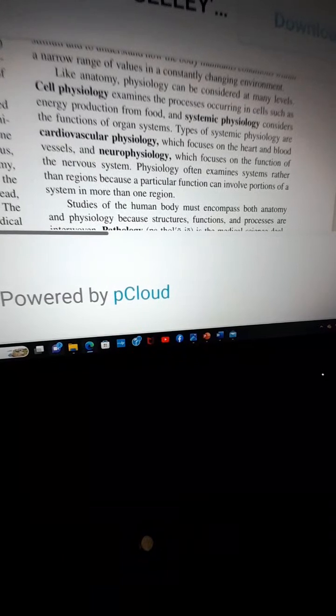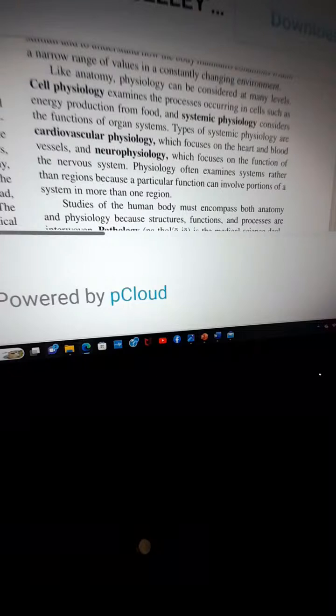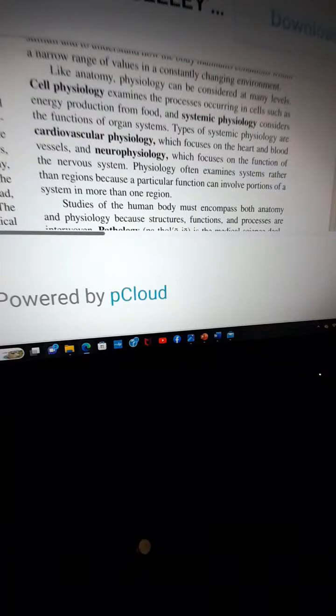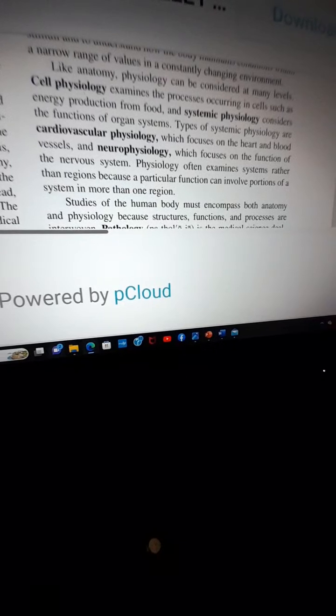Like anatomy, physiology can be considered at many levels. Cell physiology. Wait, hold on, I missed something. Oh, because I'm reading it wrong, because there's a period mark. Like anatomy, physiology can be considered at many levels. Period mark. Okay, that's why you have to read. Very important.